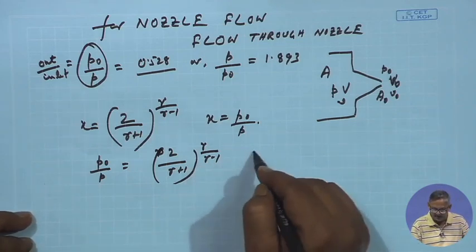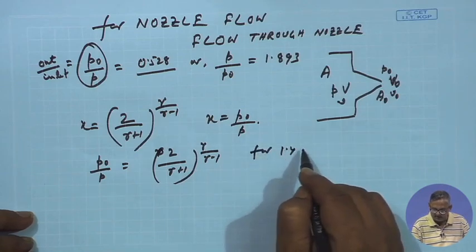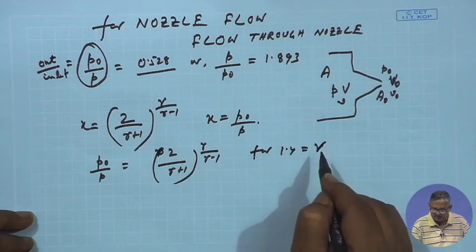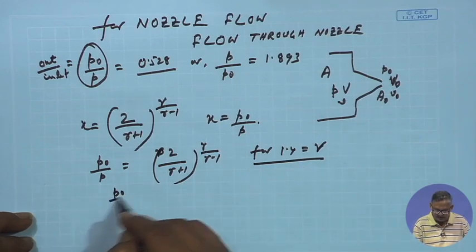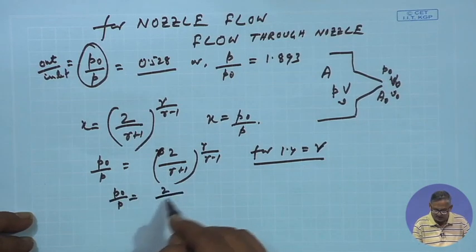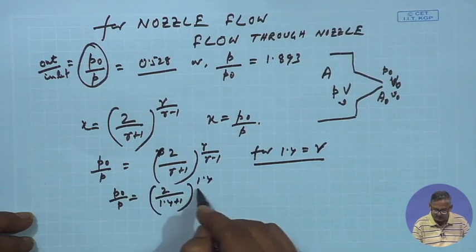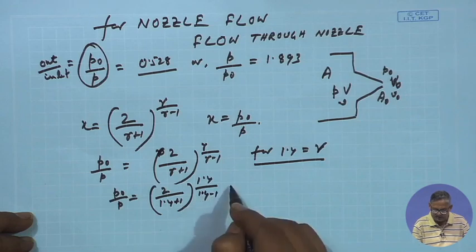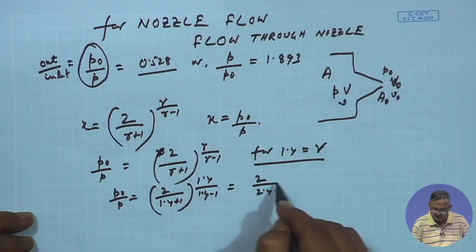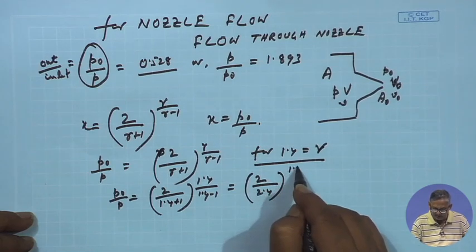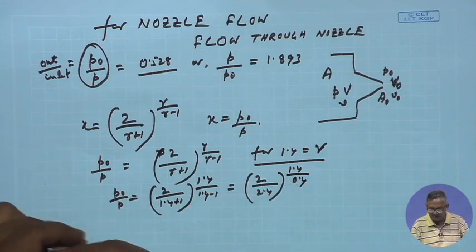Now we said for a diatomic gas, the value of gamma is equal to 1.4. If it is assumed, then if we write P0 by P is equal to 2 by 1.4 plus 1 to the power 1.4 by 1.4 minus 1, this becomes equal to 2 by 2.4 to the power 1.4 divided by 0.4.